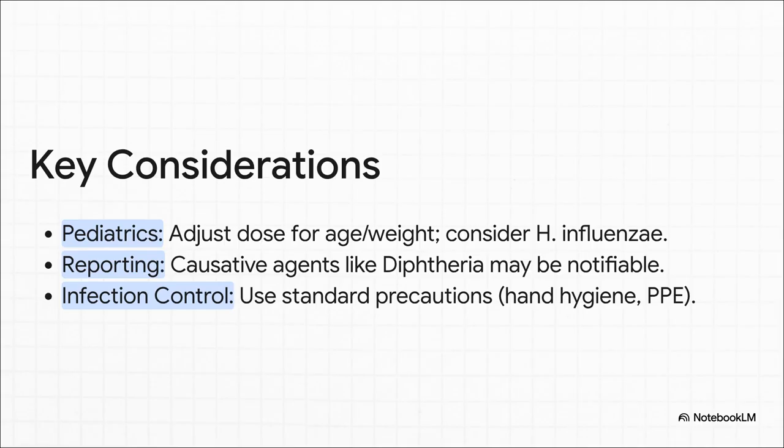So there are a few special situations to keep in mind. First up, kids. Dosing is always based on their weight, and you have to think about a slightly different set of bugs. Then there's public health. The parotitis itself might not need to be reported, but if it's caused by something like diphtheria, well, that definitely is. And of course, from a clinical standpoint, with all that purulent material, standard infection control precautions are absolutely essential.